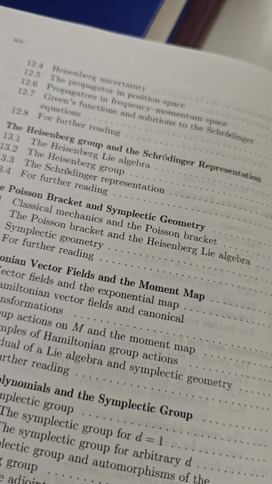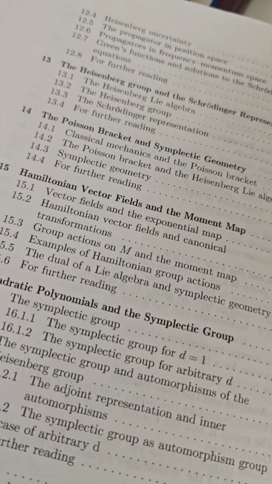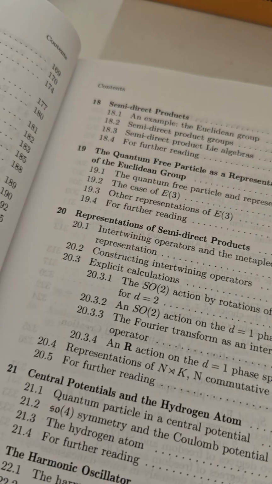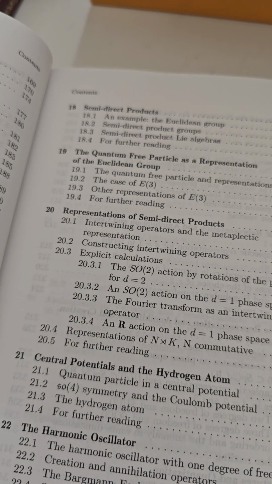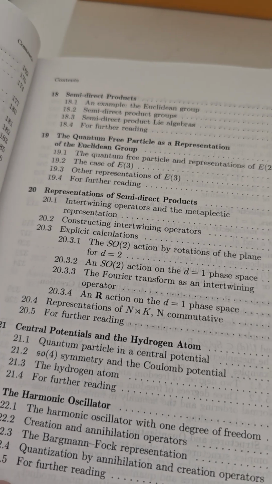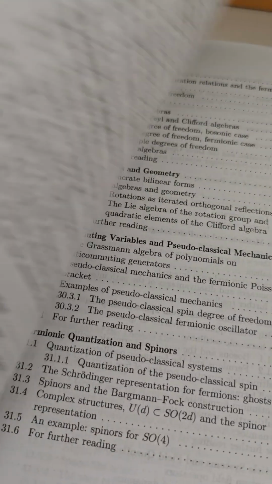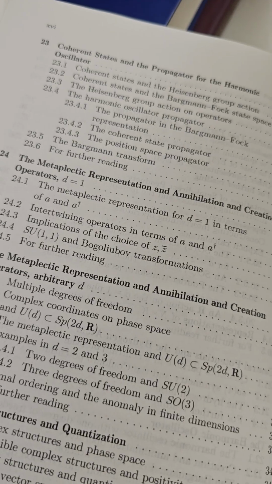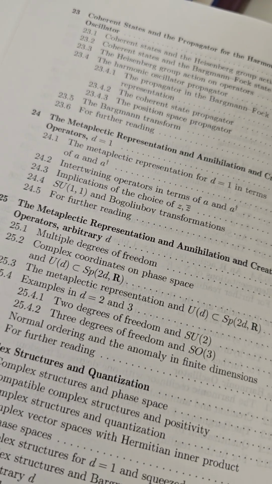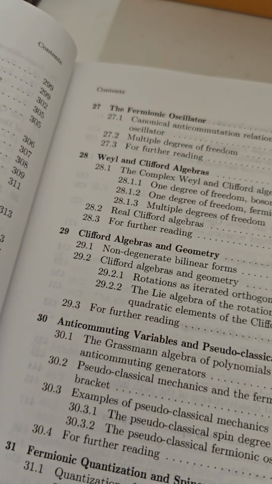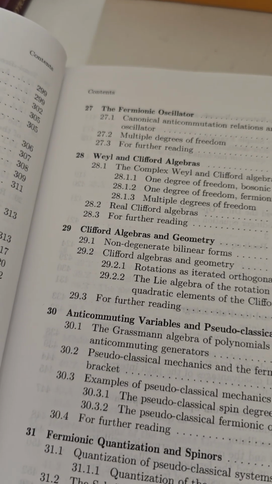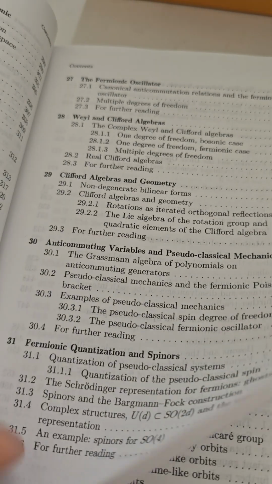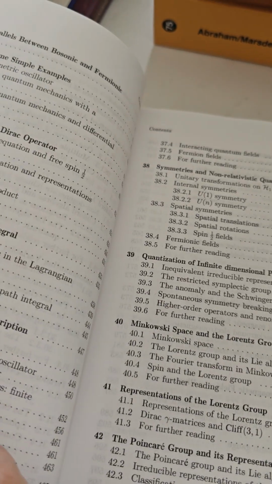the Heisenberg group and the Schrödinger representation, the Poisson bracket and symplectic geometry, Hamiltonian vector fields and the moment map, quadratic polynomials and the symplectic group, quantization, semi-direct products, the quantum free particle as a representation of the Euclidean group, representations of semi-direct products, the central potential and the hydrogen atom, the harmonic oscillator, coherent states and the propagator of the harmonic oscillator, the metaplectic representation and annihilation and creation operators, complex structures and quantization, the fermionic oscillator, Weyl and Clifford algebras, Clifford algebras and geometry, anti-commuting variables and pseudo-classical mechanics, fermionic quantization and spinors, and it just goes on and on.